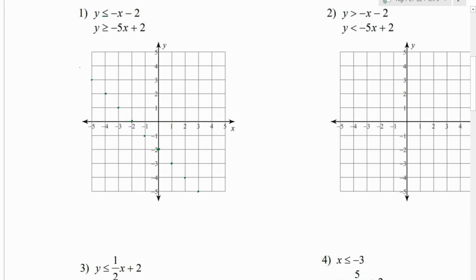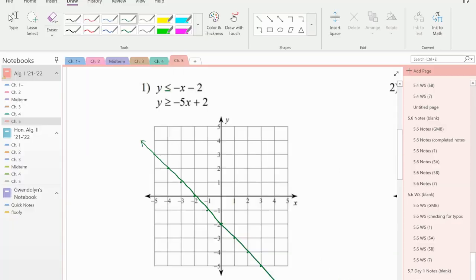It has an equal to, so we definitely want to include the points on the line. So the ordered pairs that fall on that line make this true. And then if we're looking for all the y's that are less than or equal to the opposite of x minus 2, they're going to lie under this line. We could double check. We could just pick a point under here, make sure it comes up true, like negative 5, 0. Is 0 less than or equal to 5 minus 2? It sure is.